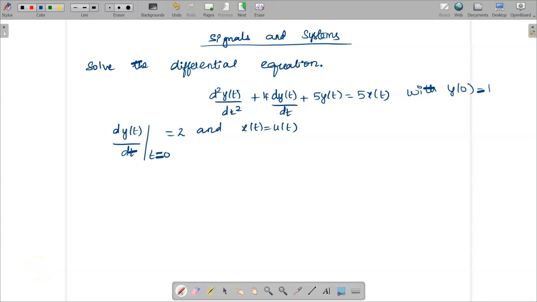Today we are going to solve the differential equation with the initial conditions. The differential equation is d square y of t by dt square plus 4 dy of t by dt plus 5y of t equal to 5x of t, and the initial condition y of 0 is equal to 1, and dy of t by dt at t equal to 0, which is nothing but y dash of 0, is equal to 2, and the input is given as x of t equal to u of t. So this is your differential equation in time domain. We can apply the Laplace transformation in order to solve this problem.